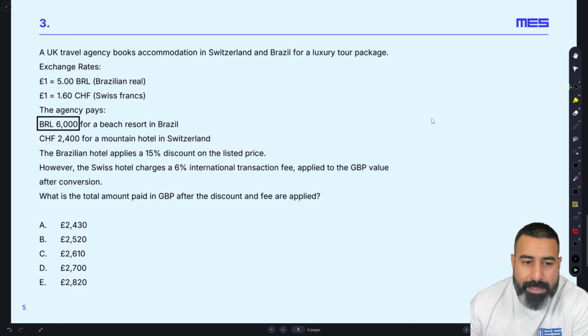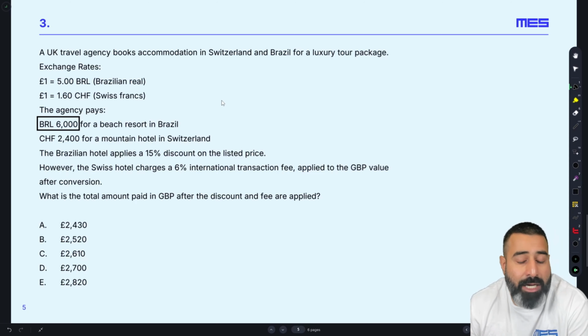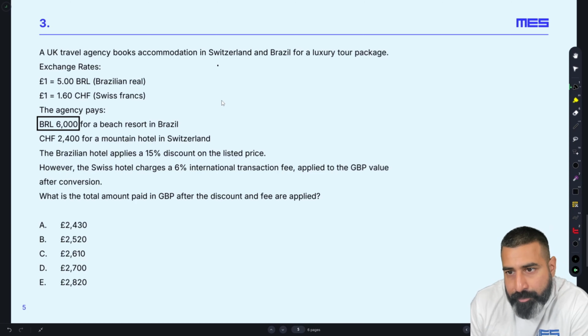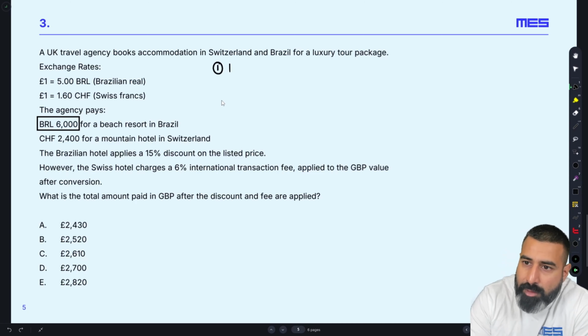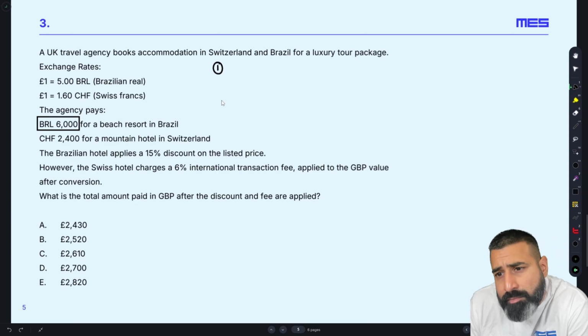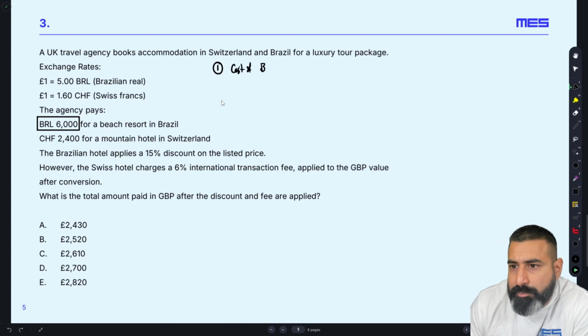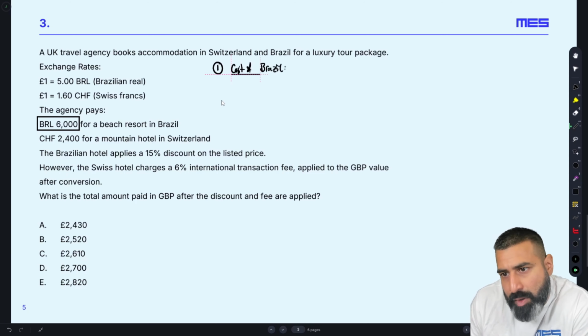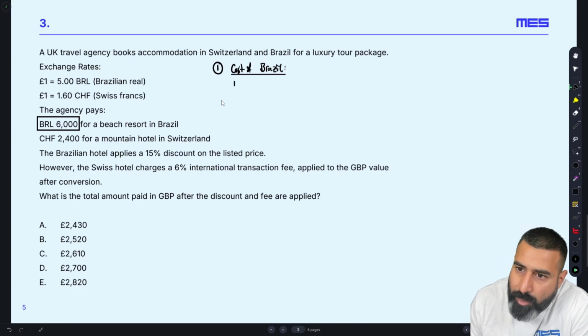Okay, so let's have a look. Now, we know that the Brazilian hotel costs 6,000 Brazilian real, but we get a 15% discount. So let's have a look. Discount. In fact, let's call this cost of Brazil. Okay, so we know it costs 6,000. So 100% is equal to 6,000.